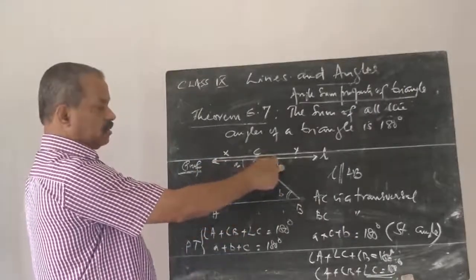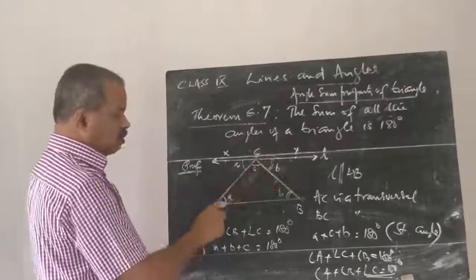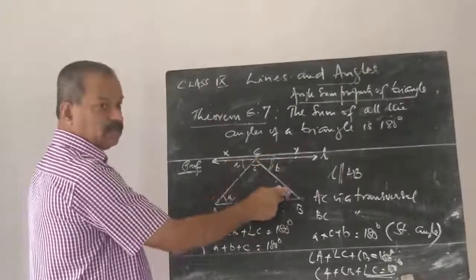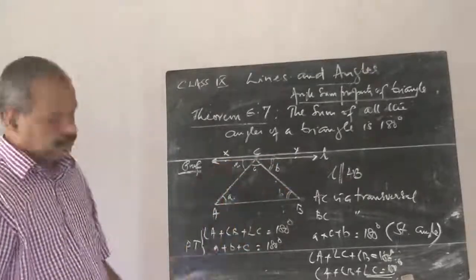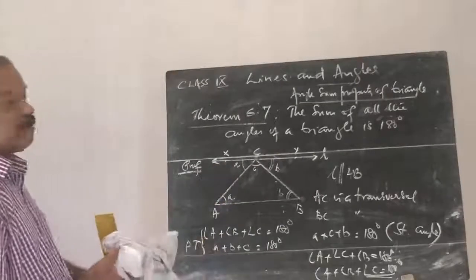Alternate interior angles. Then A plus C plus B equal to 180, a straight angle. So A plus B plus C equal to 180, because these two angles are equal, these two angles are equal. This is what is called the angle sum property of triangles.